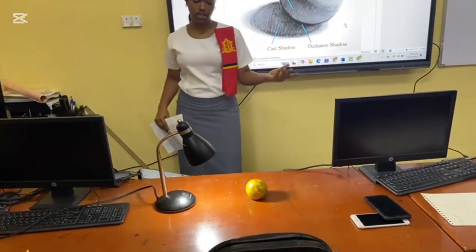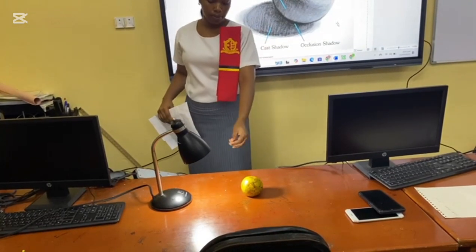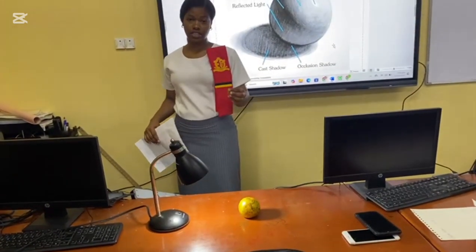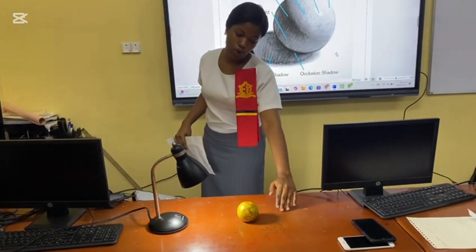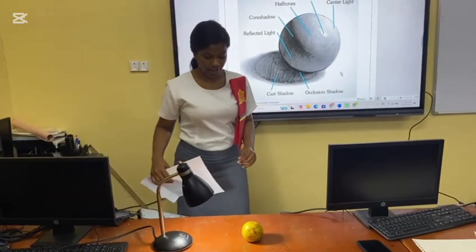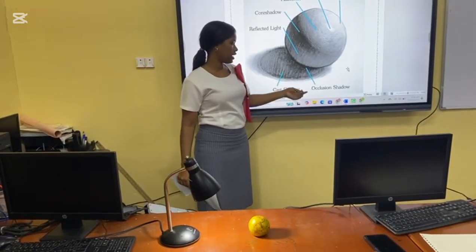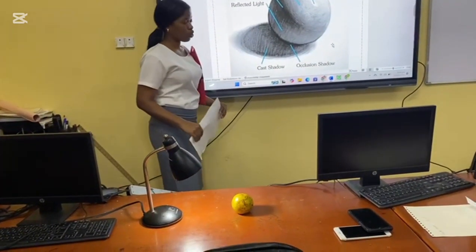Right. And you see now our cast shadow. Why is our cast shadow being caused, or what is causing our cast shadow? Our cast shadow is being caused because our object is blocking the light, right? Hence our cast shadow is formed. Alright? So can we see our darkest dark, the occlusion shadow? Are you seeing that on the object? Yes, miss. Okay.